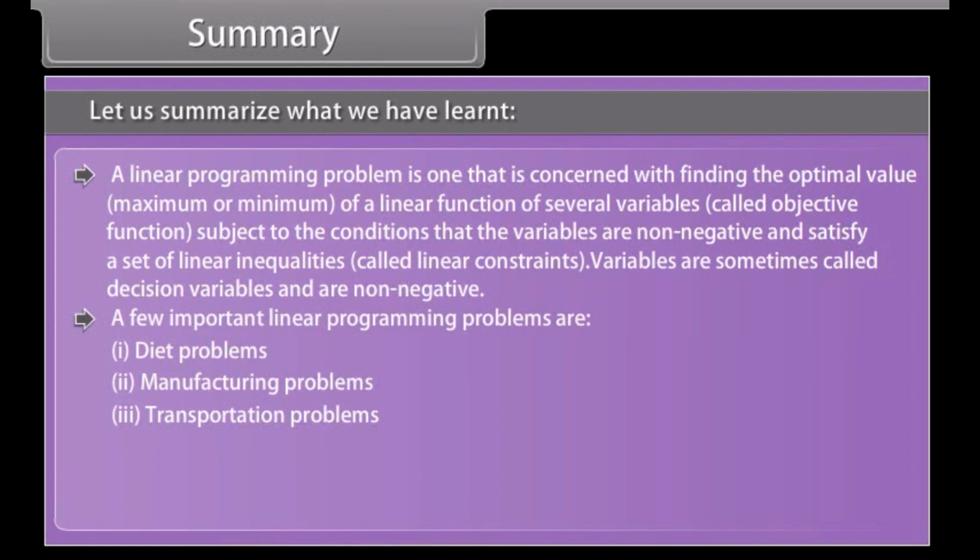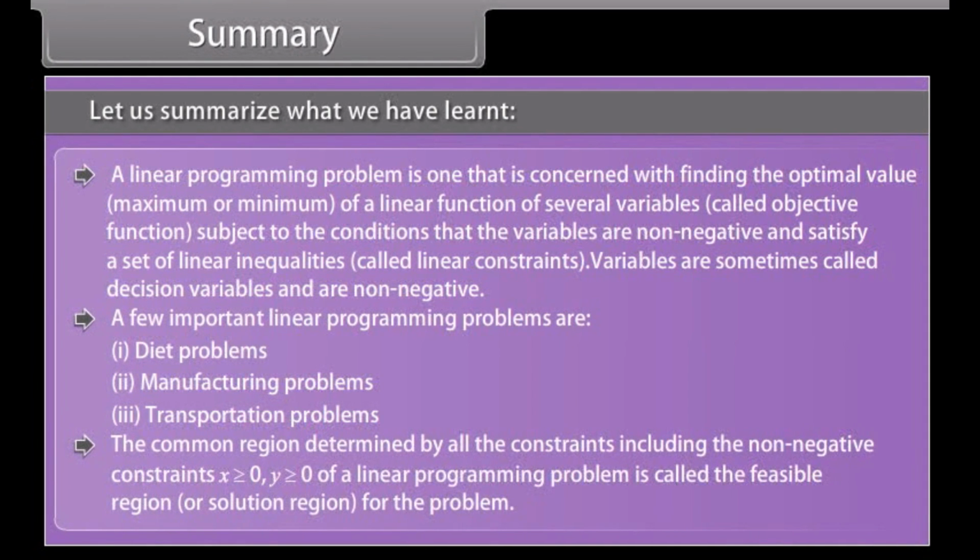A few important linear programming problems are: 1. Diet problems, 2. Manufacturing problems, 3. Transportation problems. The common region determined by all the constraints, including the non-negative constraints x greater than or equal to 0, y greater than or equal to 0, of a linear programming problem is called the feasible region or solution region for the problem.